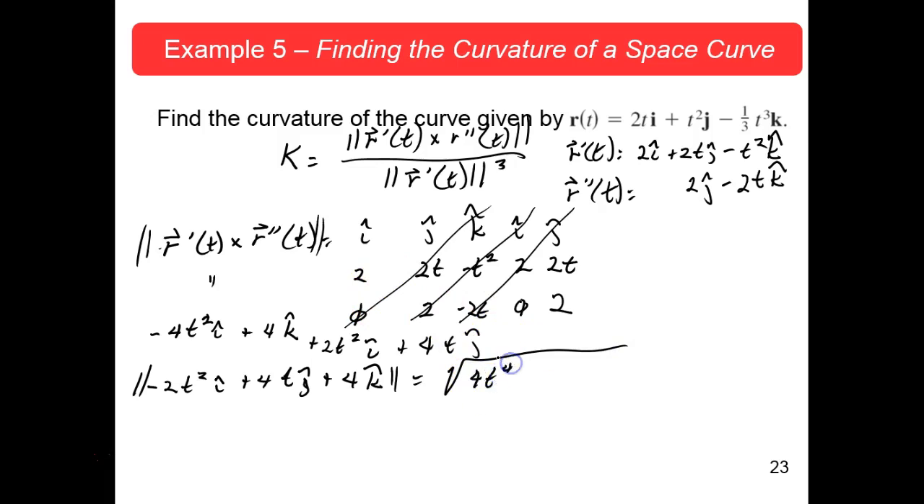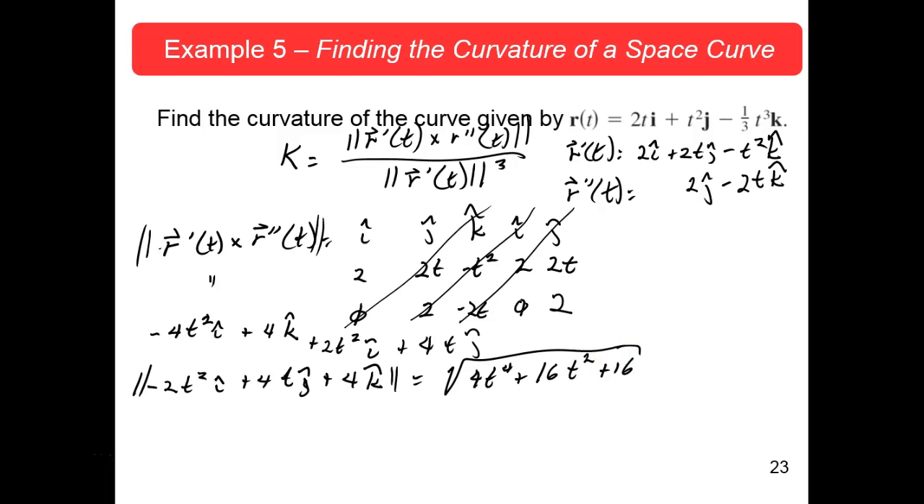4t to the fourth plus, what did you say? 16. Okay, I got you now. I thought I heard 6, and I thought, how did he get that? Okay, 16t squared, got it. And then plus 16.